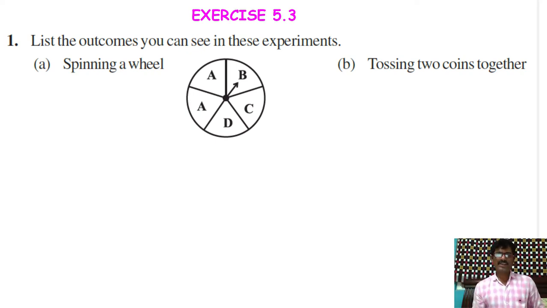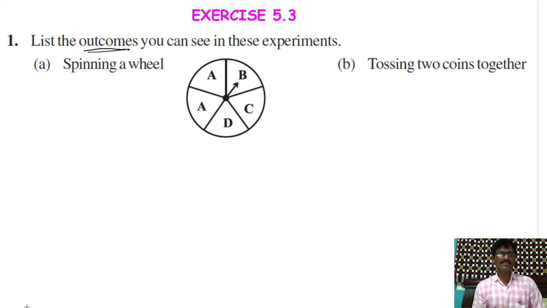Hi children, welcome to exercise 5.3, question number 1. List the outcomes you can see in these experiments. A. Spinning a wheel. B. Tossing two coins together. First, what is meant by outcome?